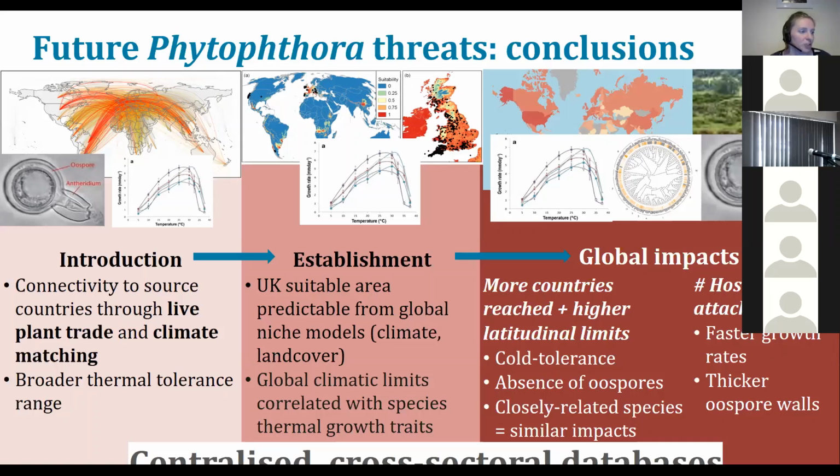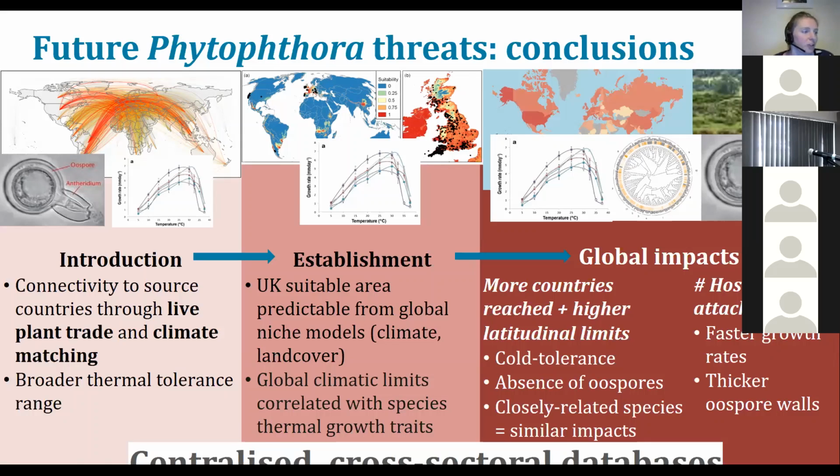And we found that species traits and phylogenetic position did have some power in predicting future global impacts. So cold tolerant species reached a greater number of countries and higher latitudes. And species with faster growth rates and thicker oospore walls tended to infect more plant host families. But we do need to find ways to better capture these global pathogen data across borders and sectors and disciplines. So our data are quite biased towards northern temperate areas, and we do need more distribution and trait data from other climatic regions to really understand the nature of trait filtering in different regions and how this influences future threats from Phytophthora.